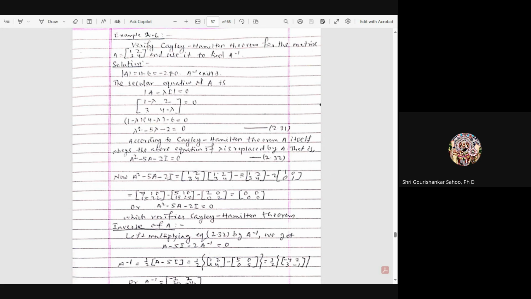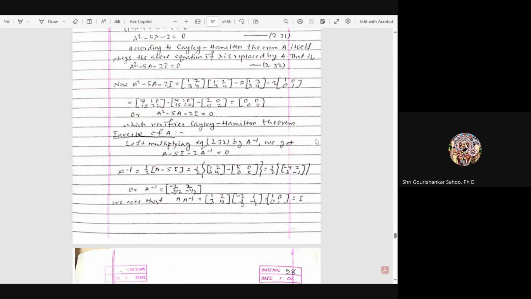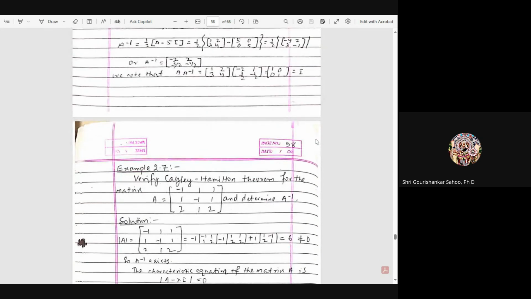And by Cayley-Hamilton theorem, A itself obeys the above equation if lambda is replaced by A. So your lambda is replaced by A, and you can write A square minus 5A minus 2I is equal to 0. If you write A square, then 5 times the A matrix, minus 2 times the identity matrix, you can find that it is the zero matrix, and your Cayley-Hamilton theorem is verified. Then you can find out the inverse of A as shown on the screen.